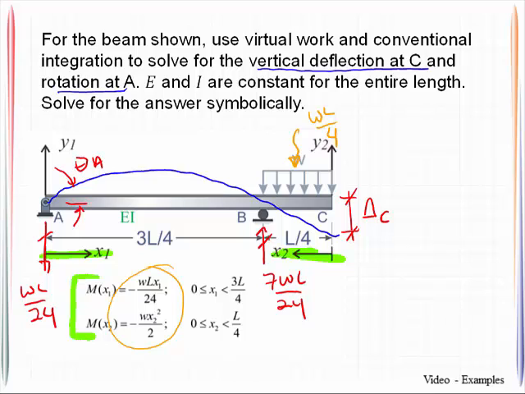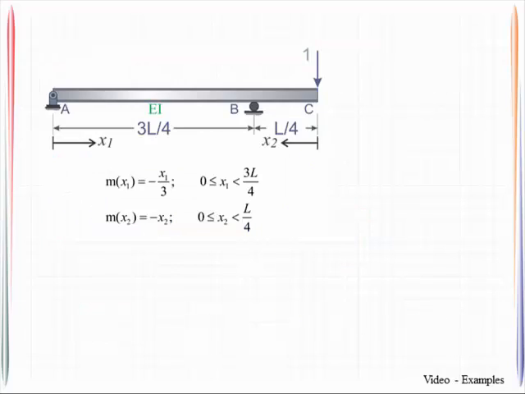The general virtual work equation that we will be evaluating is given as this. It is the integral of big M times little m over EI dx, where big M is the internal moment due to the real load, and little m is the internal moment due to the virtual load. Since we already have the equations for the internal moment due to the real load, we are ready to move on to determining the equations due to the virtual load.